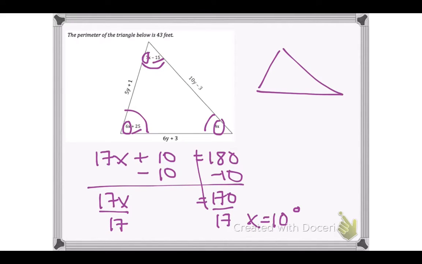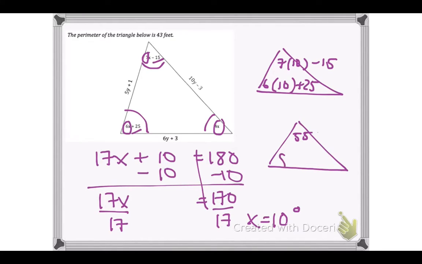If I plug that back in, up here I'm going to have 7 times 10 minus 15, which means that angle is going to be 70 minus 15, that's 55 degrees. Over here I have 6 times 10 plus 25. That's going to make this one 85 degrees. And in this angle right here, I have 4 times 10, which is a nice, easy 40 degrees. And that's how you do that one. Bye, Honey Bunnies.